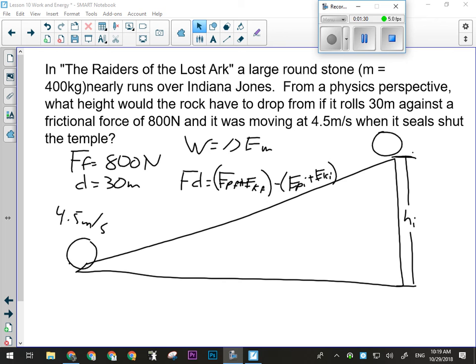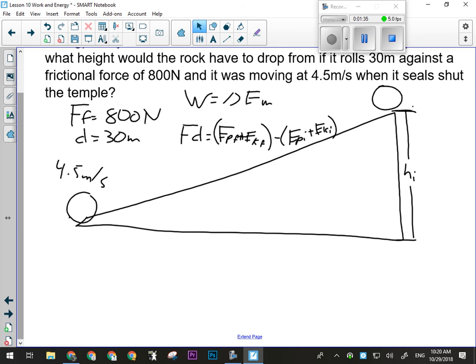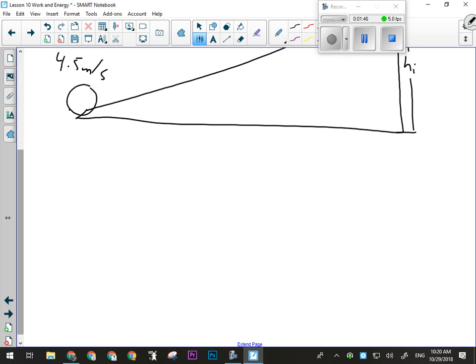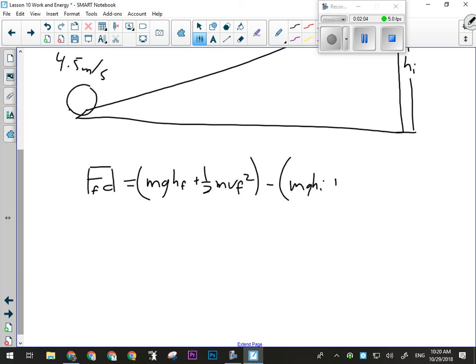All right, so we know that we're losing energy between the top of the ramp and the bottom of the ramp because of the work done against the force of friction. So what we're going to have to find is HI, because that's what the question wants us to look for. So if we expand out that formula some more, force of friction times distance is going to equal m times g times h final plus 1/2 mv final squared, minus m times g times h initial plus 1/2 mv initial squared.